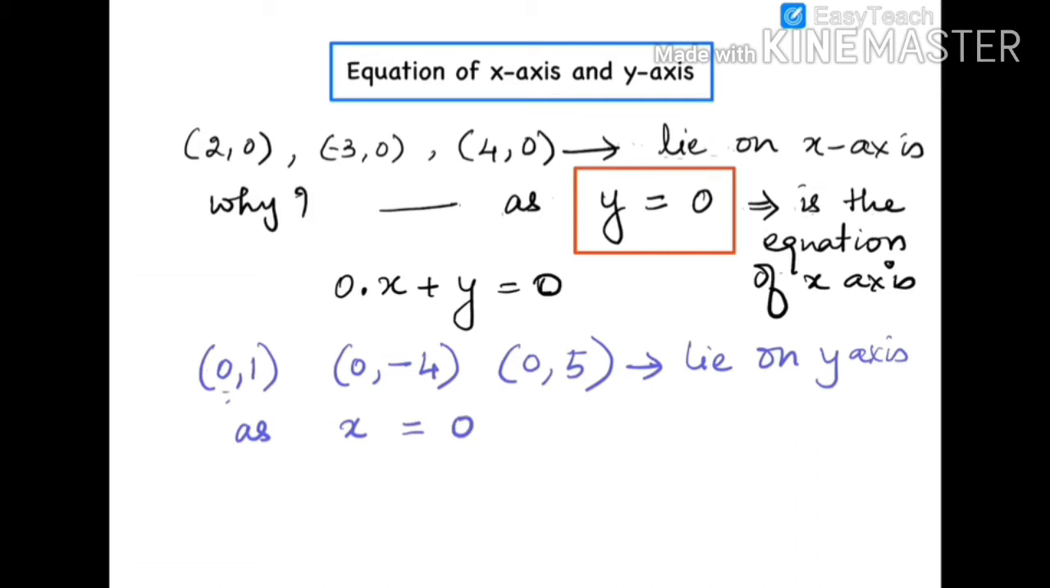Now again we get an equation x equal to 0, and we can write the same equation as an equation in two variables as x plus 0 into y equal to 0. So notice that on substituting any of these points in this equation, I will always get x equal to 0. So these points that lie on the y-axis satisfy this equation x equal to 0. This means that the equation of the y-axis is x equal to 0.